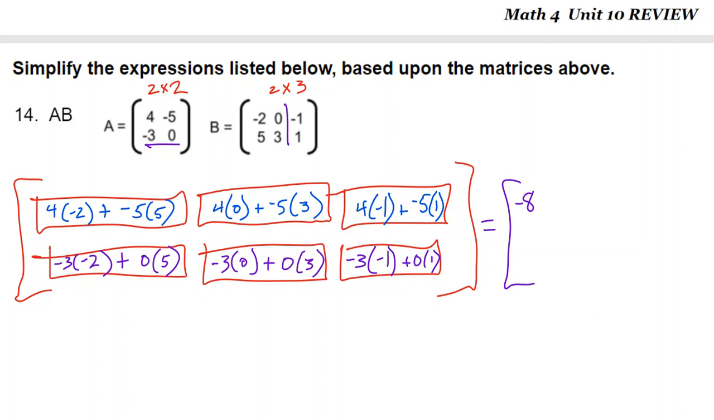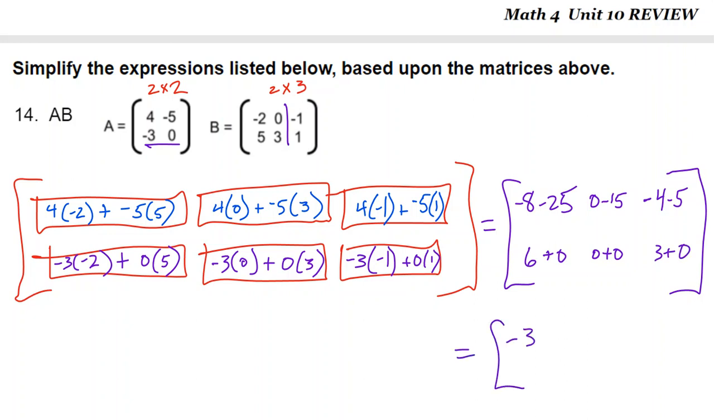So we'll get a negative 8 minus 25. And a 6 plus 0, and a 0 minus 15, and a 0 plus 0, and a negative 4 minus 5, and a 3 plus 0. So our finished product is going to be negative 33 and 6 and negative 15 and 0 and negative 9 and 3.